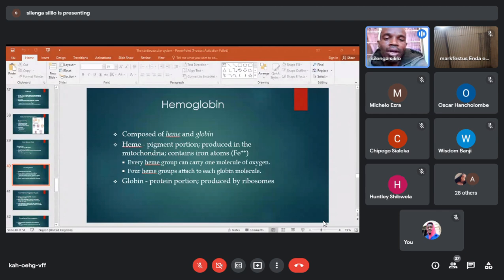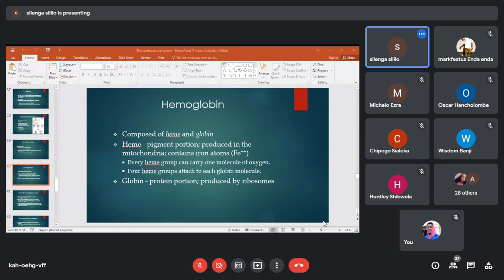So every heme group can carry one molecule of oxygen. In one hemoglobin, you have about four heme groups attached to each globulin molecule. So one hemoglobin will carry about four oxygens. The globulin is the protein that is produced by the ribosomes. So hemoglobin is just heme and globulin. Heme is where you have the component of iron. So that is the component of blood, the hemoglobin part. That is what it is made of.